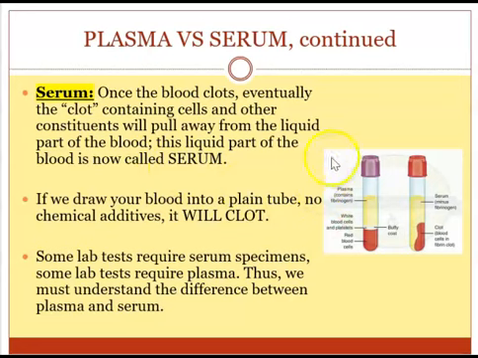And you can see a comparison. The purple top tube has an additive that doesn't allow the blood to clot, like we saw in the previous slide. So you still have plasma as the liquid portion. But over here is a red top tube, which is also referred to as a plain tube, and it does not have that additive, so it allows the blood to clot. So you end up with this clot in the bottom of your tube, so your red blood cells clot together, so the liquid portion of the blood is now referred to as serum.